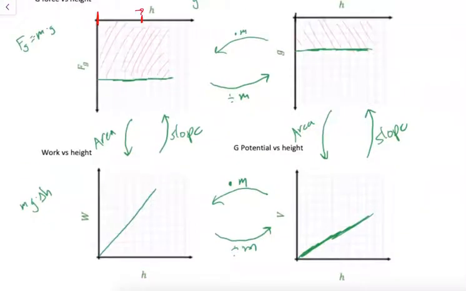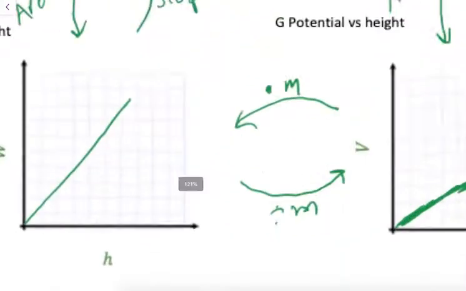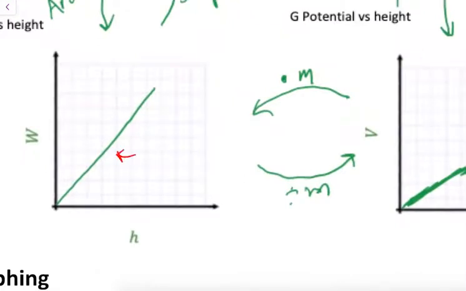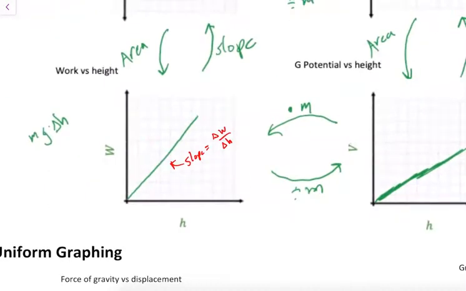And the same thing goes for gravitational field strength. And then our slope is equal to our change in work over our change in height. So we would have mg delta h divided by delta h, so we get mg, the force. So that's okay. I feel like we're comfortable with that.